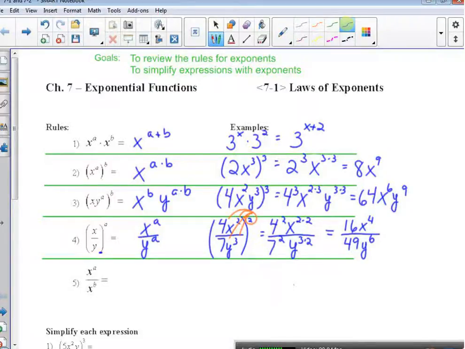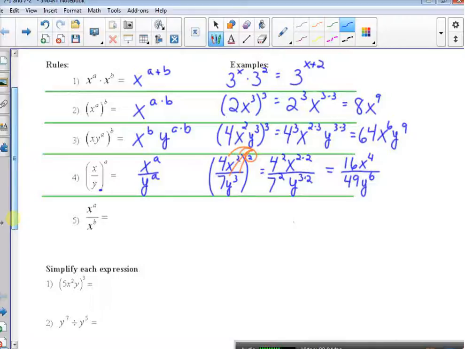And then the last one, we have x to the a over x to the b, and that's x to the a minus b. So when you're multiplying with the same base, you add, but when you're dividing, you subtract. So we could take x to the 7th, y to the 3rd, over x to the 4th, y to the 5th. So we'd have x to the 7 minus 4, and then we'd have y to the 3 minus 5, but that's going to be negative.